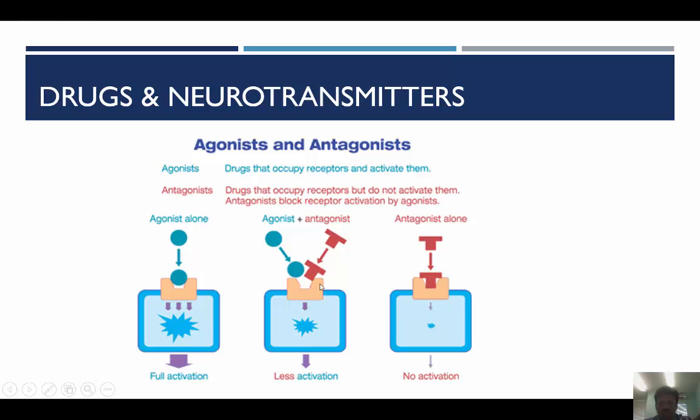And then sometimes you can even have drugs that actually have a mixture of both types of properties, but we won't get into those things. Okay. So I want you to appreciate the terms agonist and antagonist and understand what they mean when you see them.